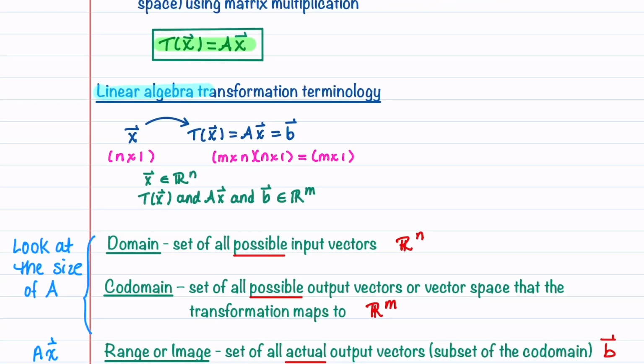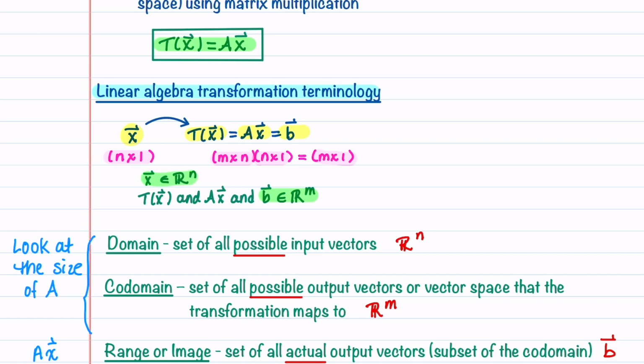Let's now talk about some terminology that goes along with this. A linear transformation will map a vector x to a vector T of x, which is equal to Ax, and we also call that vector b. x is an n by 1 vector, A is an m by n matrix, and that way the two can be multiplied together, and then our T of x, or our b, is an m by 1 vector. So we say that b is an element of Rm, and then x is an element of Rn.